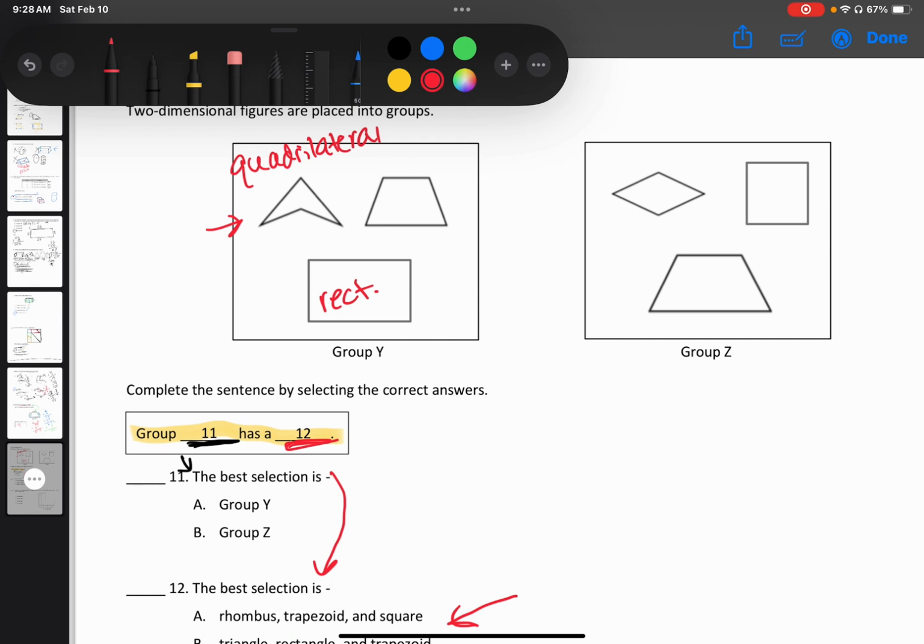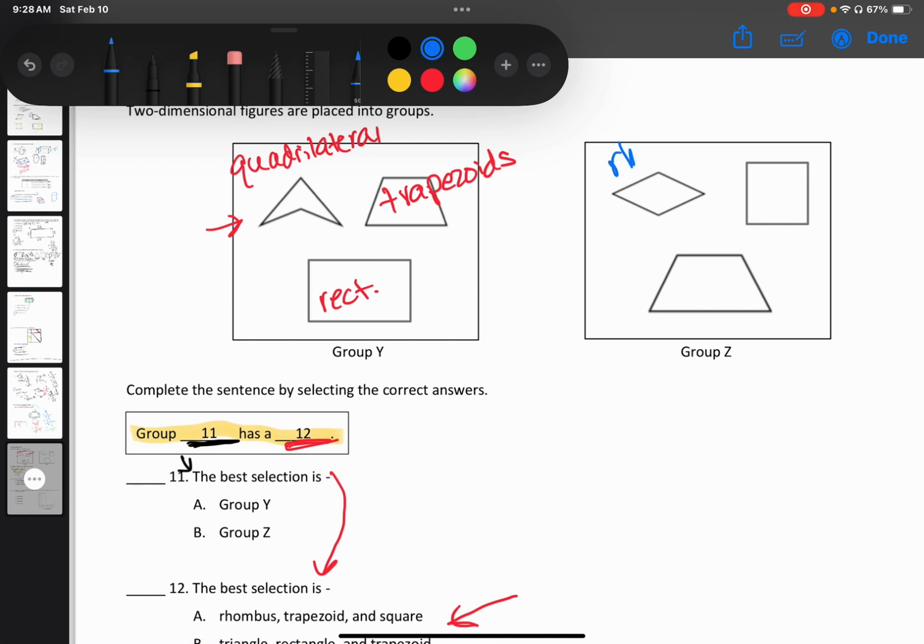The top right shape is a trapezoid. Trapezoids are also quadrilaterals because they're 4-sided shapes with 4 vertices. It is not a type of parallelogram, though, because it only has 1 set of parallel sides. Okay, so that's Group Y. Let's move on to Group Z.